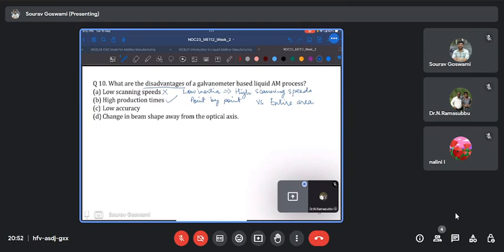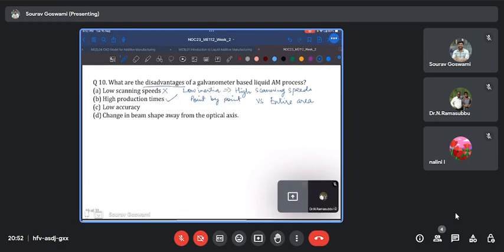Low accuracy. Now, because of the very fine deflection of the laser beam source and the very small spot size, the accuracy can actually be pretty good when it comes to capturing the external contour, for example. This is not a disadvantage.